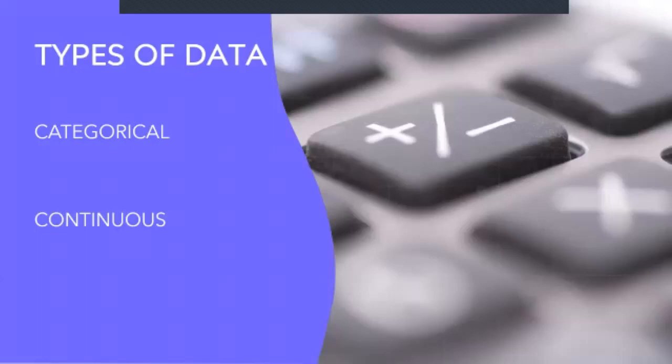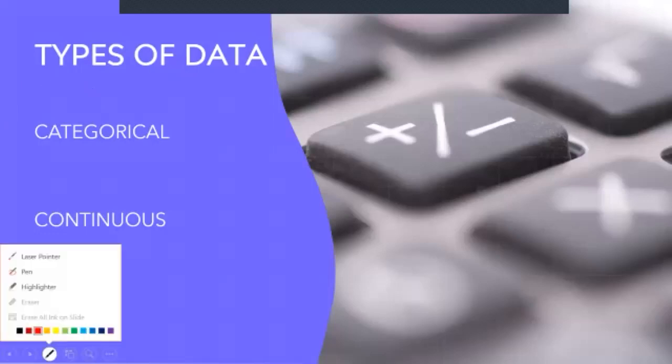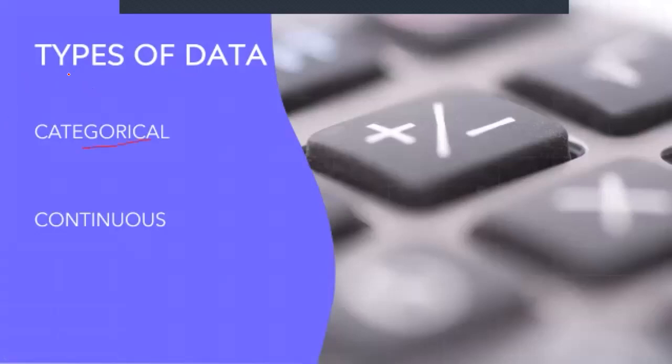First, regarding types of data, there are two types of data, categorical and continuous. If you see the categorical data, this is also called as nominal data. That is, it categorizes the data into different groups. For example, people who have answered as yes and people who answered as no for a particular question. So it just gives two different categories for the answers for a particular question.